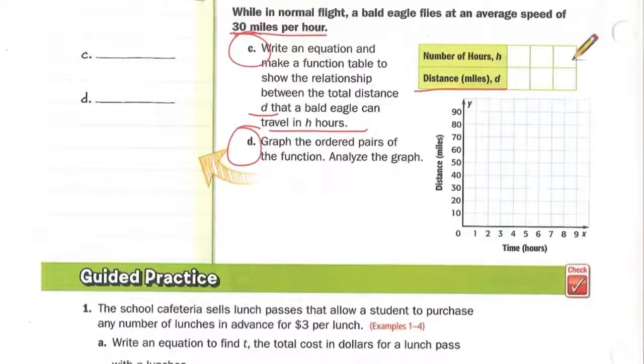Okay, graph the ordered pairs of the function. So you can pick any of the input values down here for time and put them in here. So you can choose what you'd like to do there. And then you should graph it and analyze the graph. So if I were you, I would simply stick with the easiest hours, like 1 hour, 2 hours, and 3 hours. Then figure out the distance using the rule, which is 30H. Graph down here. Okay? When you finish, please check your answer.